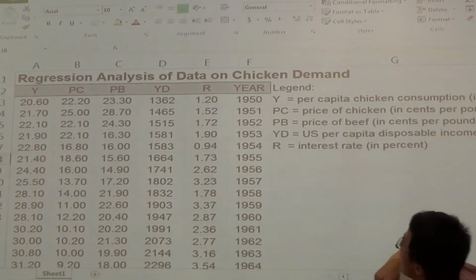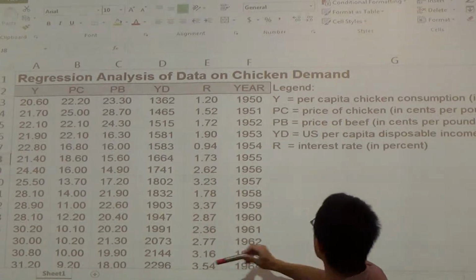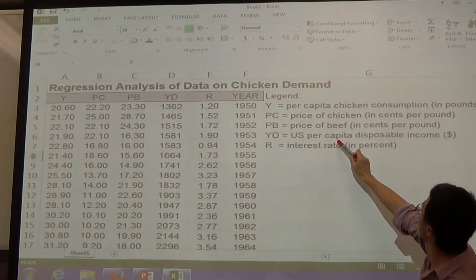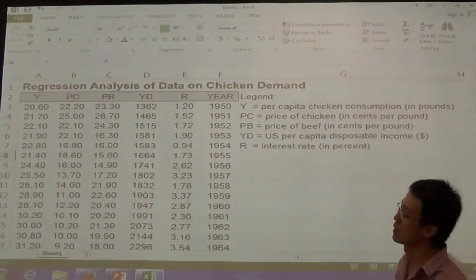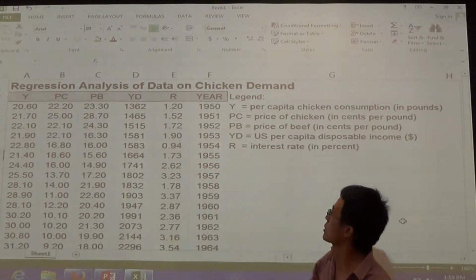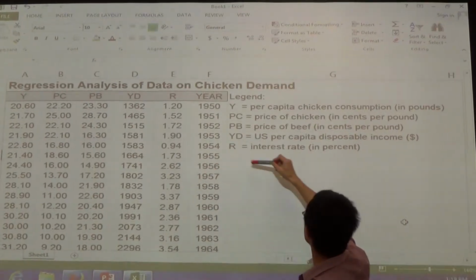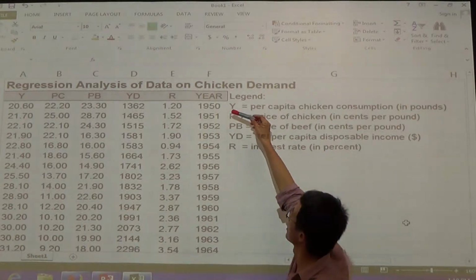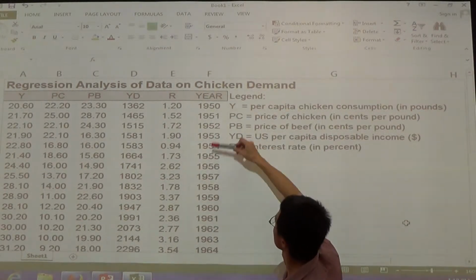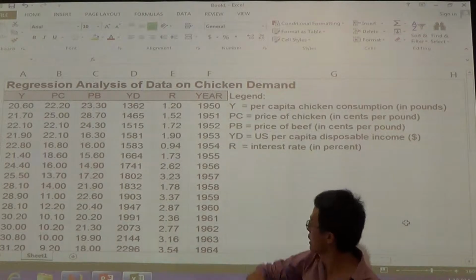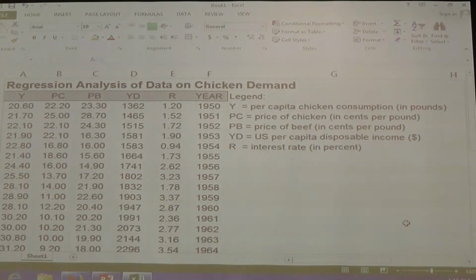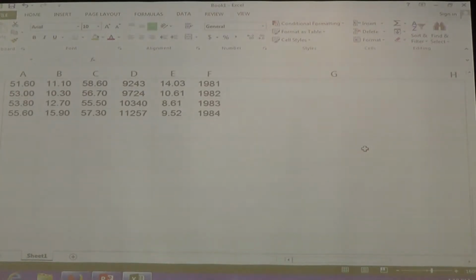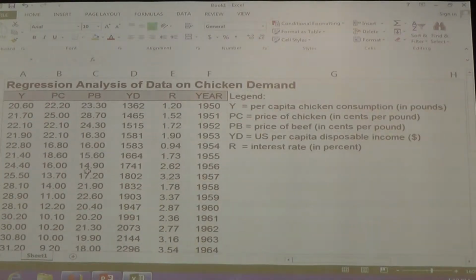And YD here is the U.S. per capita disposable income. It's the per capita disposable income. R is the real interest rate, in percent. And it is time series data. We see that it's time series data because it runs from 1950 to like 1984. So that's the data we have.